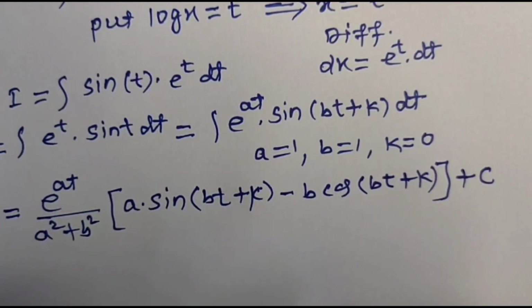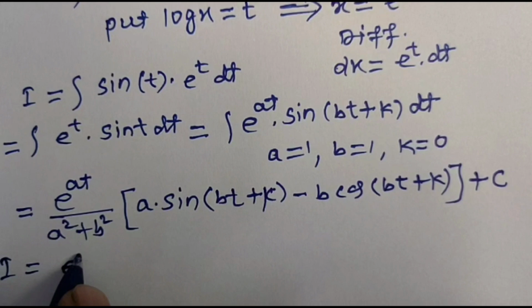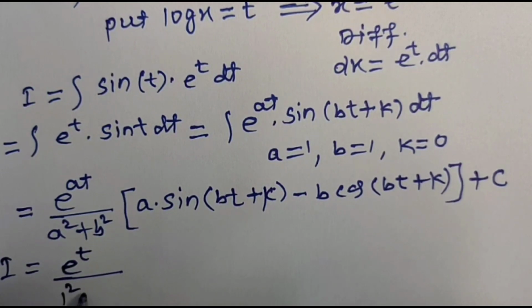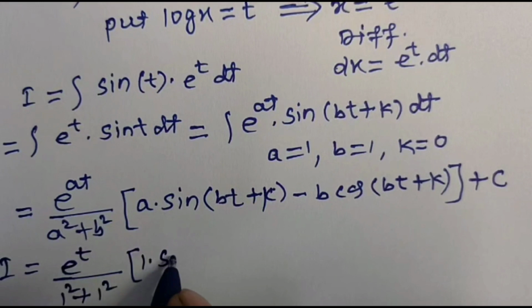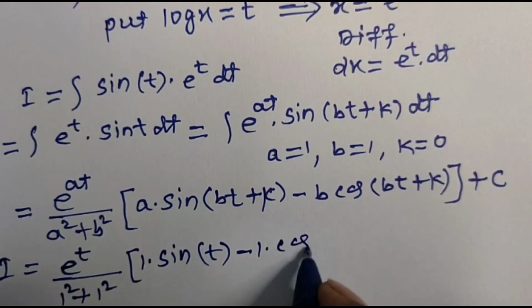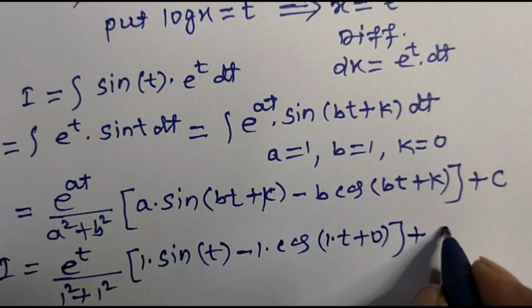Hence we can write I is equal to e to the power a, which is 1, e to the power t divided by a square, a is 1 square, okay, 1 square plus b is also 1 square, 1 into sine of b is 1, k is 0, sine t minus b is 1 cos of b is 1 into t plus 0 plus integral constant c.